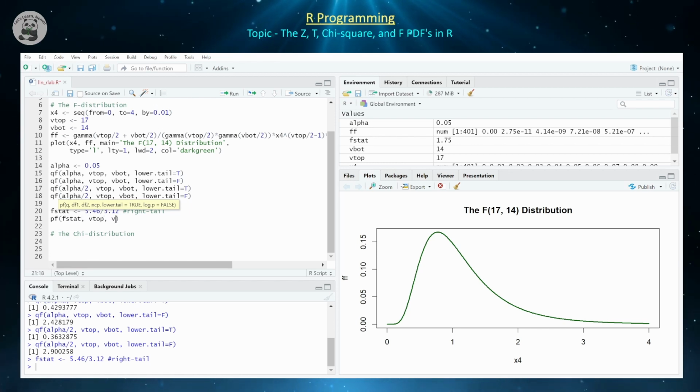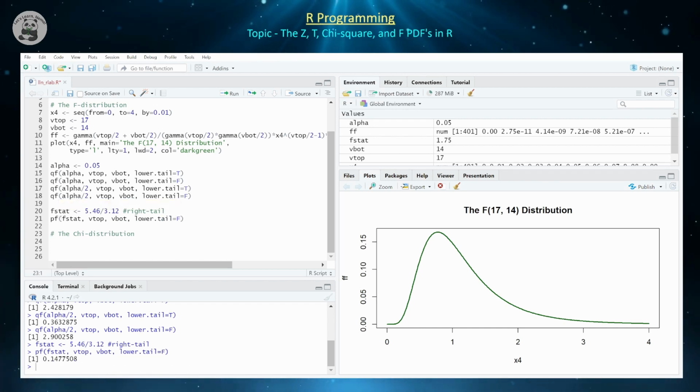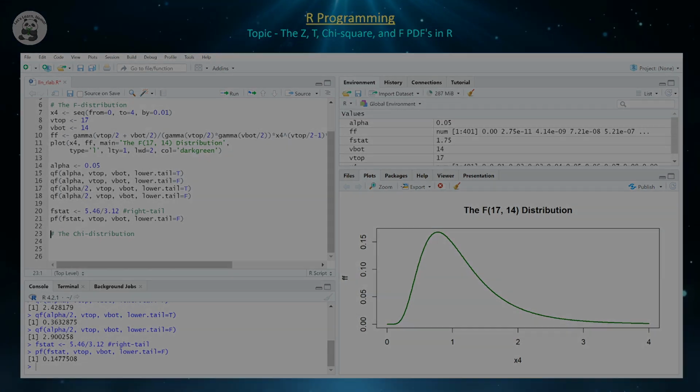Again, v top and v bottom, those do not change. And then lower tail is equal to false since we're in the right tail, and that will give you your associated probability for that particular F test statistic.